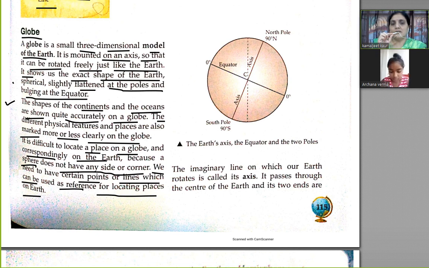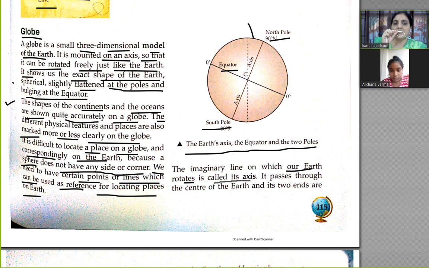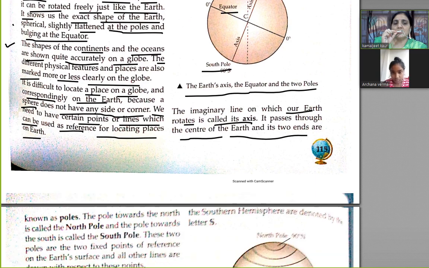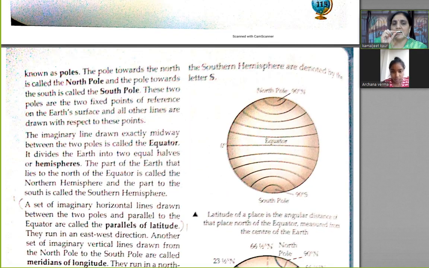Look at this diagram. The earth's axis, equator and the two poles. Look at the picture. This is the axis. And this is your north pole, this is your south pole, and this is the equator. The imaginary line on which our earth rotates is called its axis. It passes through the center of the earth and its two ends are known as poles.